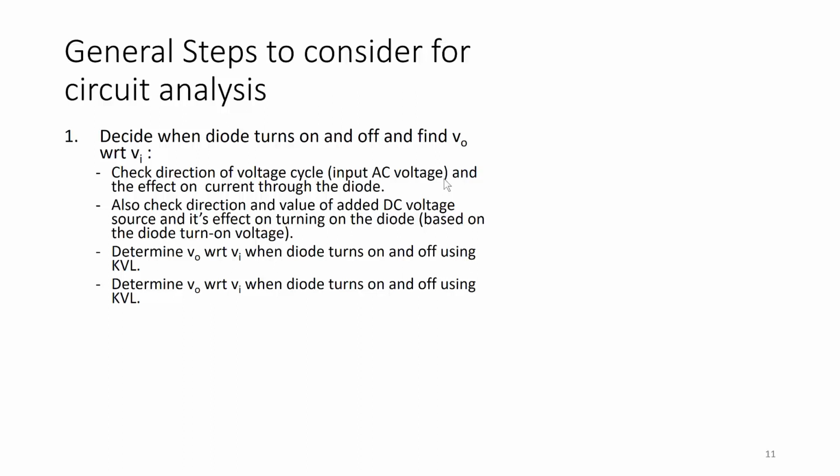Then for each part, you determine V out with respect to V in when the diode turns on, and then determine V out with respect to V in when the diode turns off. I think there is a typo here.